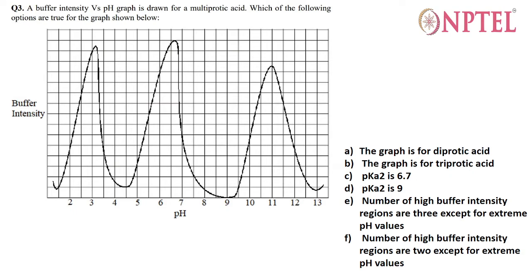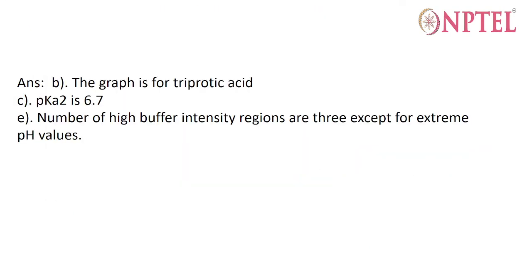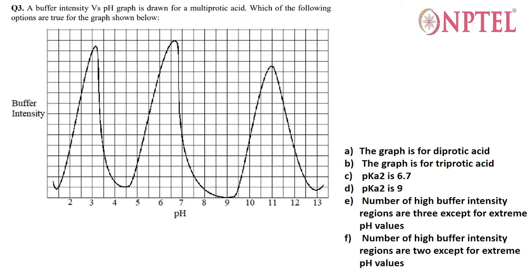Okay, let's go for the solution. So the correct answers are: the graph is for a triprotic acid, the pK2 value is 6.7, and the number of high buffer intensity regions is three, except for extreme pH values, right?